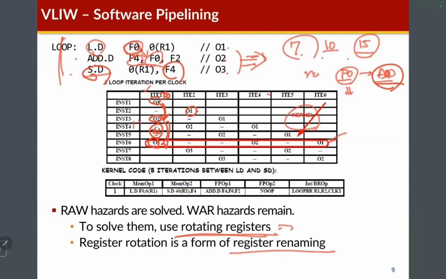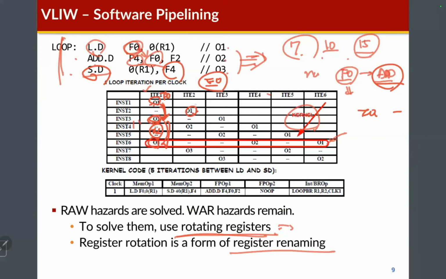O1 is here, and then actually the original code is the load F0 and so on. But this O1 cannot use F0. Why? F0 is produced by O1, and then we need to keep the value of F0 until the O2.